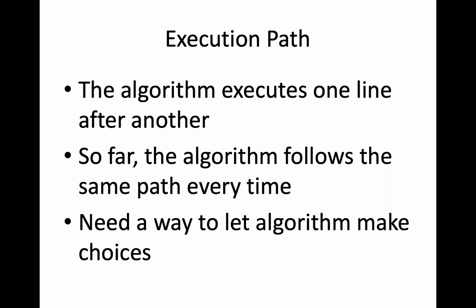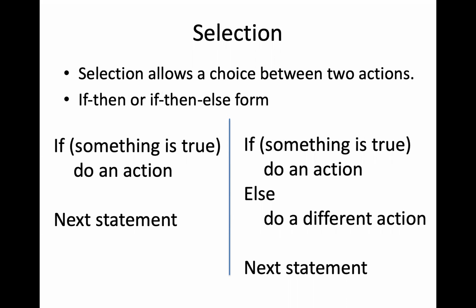And one of the really powerful things we can add to our pseudocode language that we're talking about is a way to let the algorithm make choices based on circumstances. So let's talk about how that works. The mechanism we're going to talk about for allowing the pseudocode program to make choices is called selection. And selection allows a choice between two different actions.